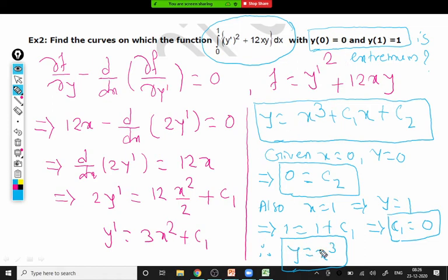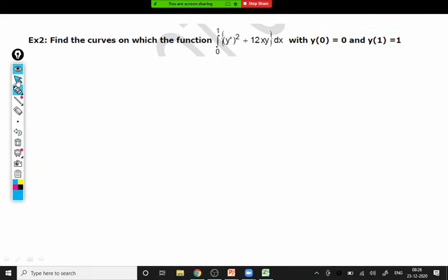Now this curve y equal to x cube is passing through 0, 0 and 1, 1 also. You'll observe this curve will pass through these 2 points only. Any doubt? No, sir. Okay, so I'll move to the next question then.